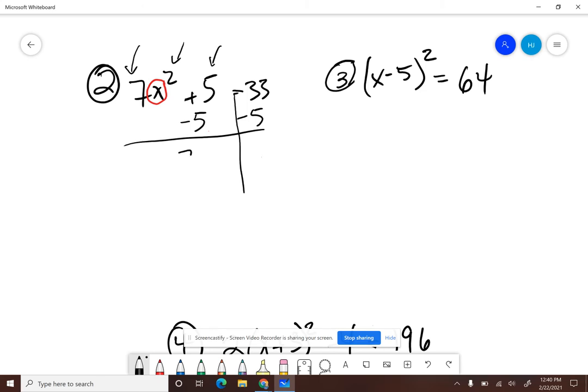What that leaves us with is 7x squared equals 33 minus 5, which is 28. Now I still need to isolate this guy, which means I've got to get rid of this 7. Right now this 7 is being multiplied times this x. So I'm going to divide by 7 on both sides. And again, what do I end up with? X squared.